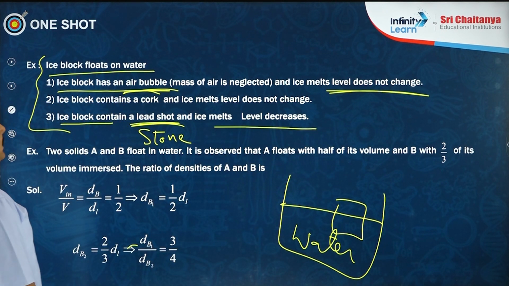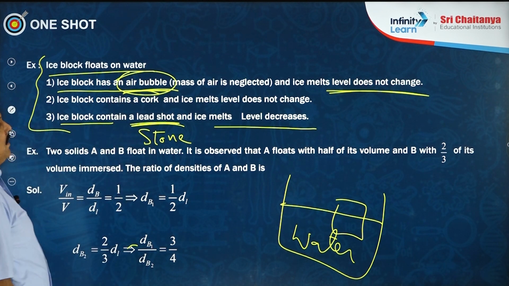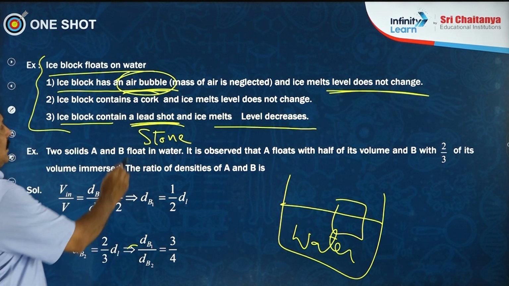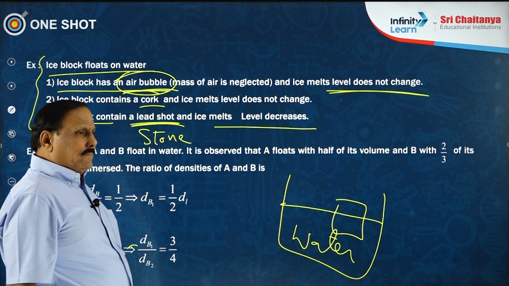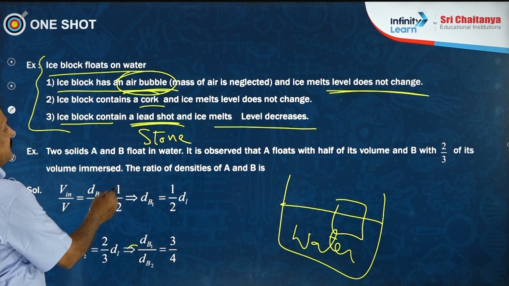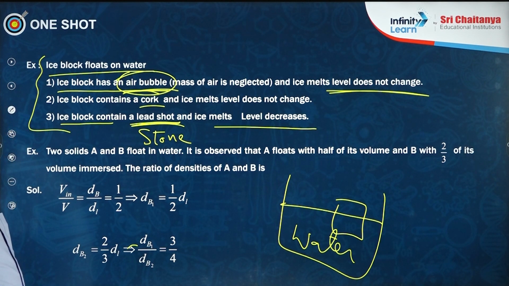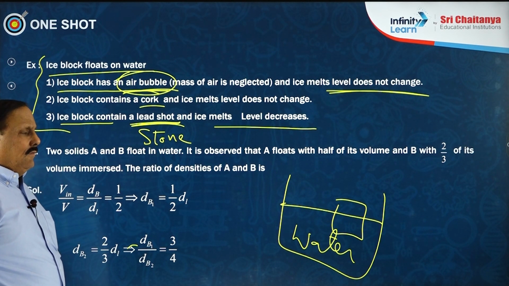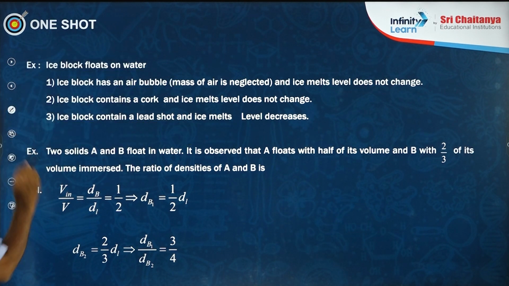So remember, once again I am repeating, an ice block containing an air bubble or feather or cork or leaf, any light material, if the ice melts the level does not change. When the ice block contains a lead shot or stone or any heavy material, after the ice melts the level of water decreases. These two points you try to remember. Next I gave a simple numerical.